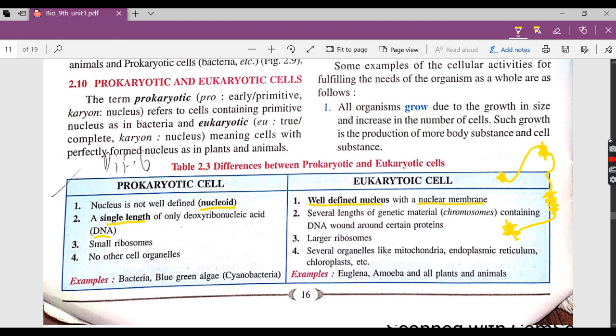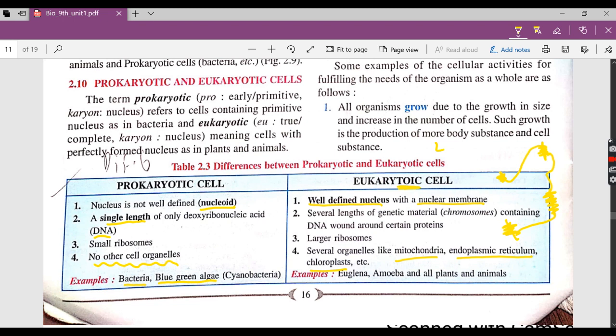The ribosomes are smaller in prokaryotic cells as compared to eukaryotic cells. Also in prokaryotic cells, no other cell organelles are found, while it is not the case in eukaryotic cells, in which several organelles like mitochondria, endoplasmic reticulum, chloroplast, and all the ones we have read before are present. The examples of prokaryotic cells are bacteria and blue-green algae, and all the other organisms in the living world contain eukaryotic cells.